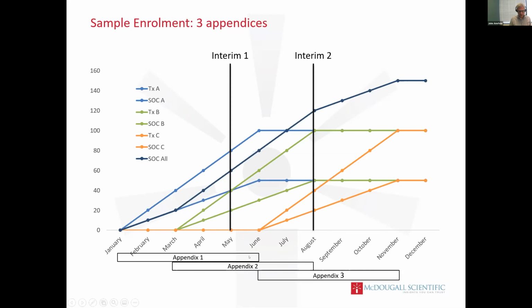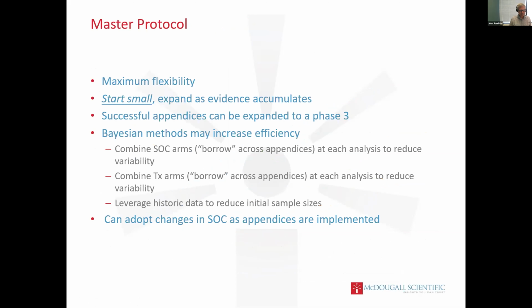And these appendices, if they are underperforming, they can drop out. You add new appendices and drop out old appendices as the data indicate. So it's maximum flexibility. We start small and expand as the evidence accumulates. The successful appendices can be expanded and go on to a phase 3 study. Bayesian methods come into play by combining the standard of care arms, that is, we borrow across the appendices to reduce variability, give us a larger sample size, and this can be done for treatment arms as well.